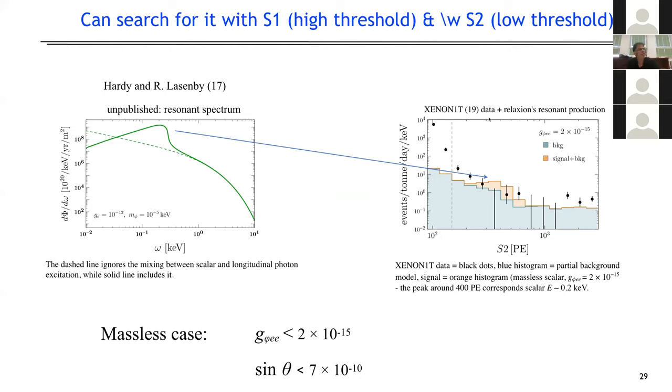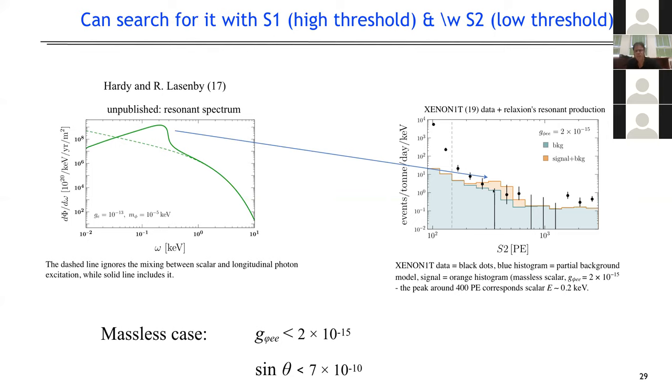What we did in this paper of 2019, we looked not at the S1 signal. I guess there's no time to tell you what is S1 and S2, but I'm assuming that most of you know what it is. If you just focus on the S2 signal, then the advantage is that the threshold is not 1 keV as the threshold of S1 because of background, but you can go down to 100 eV. And you see here the events, first the photon energy. This is almost the energy of the incoming particles, not exactly. And for a coupling of 2 times 10 to the minus 15, this was the kind of signal that we see. And this is the background. It's not exactly consistent with the background, but that wasn't our point.